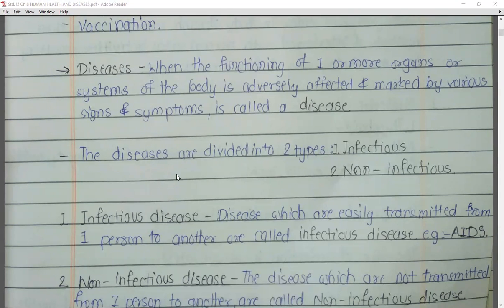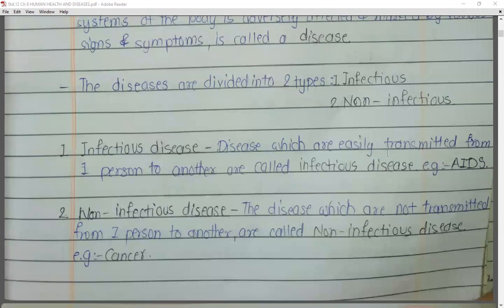Right, now there are two different types of disease. First is infectious disease and second is non-infectious disease. Infectious disease means the diseases which are easily transmitted from one person to another, right? For example, AIDS. The one which can be easily transmitted from one person to another person is said to be an infectious disease. Simply you can say it is contagious, right?